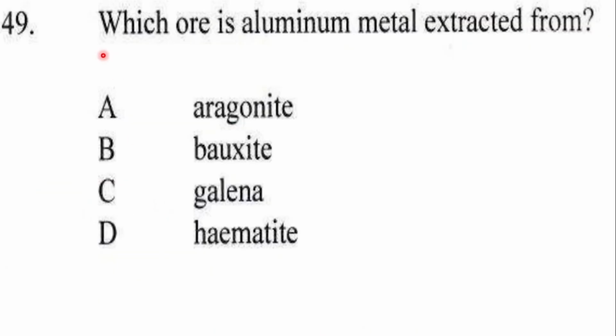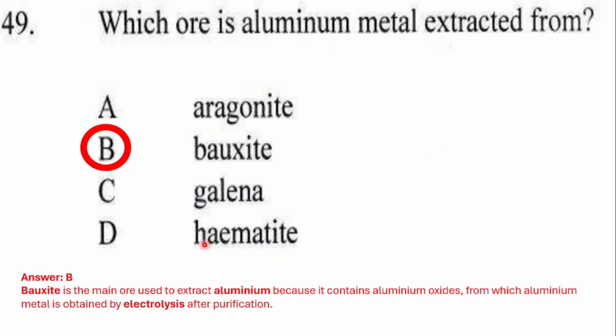Let's move on to question number 49, and it says, which ore is aluminum metal extracted from? Is it aragonite, bauxite, galena, or hematite? Again, which ore is aluminum metal extracted from? The correct answer is definitely going to be B, bauxite. Bauxite is the main ore used to extract aluminum because it contains aluminum oxides, from which aluminum metal is obtained by electrolysis after purification. So the correct answer is definitely going to be B, bauxite.